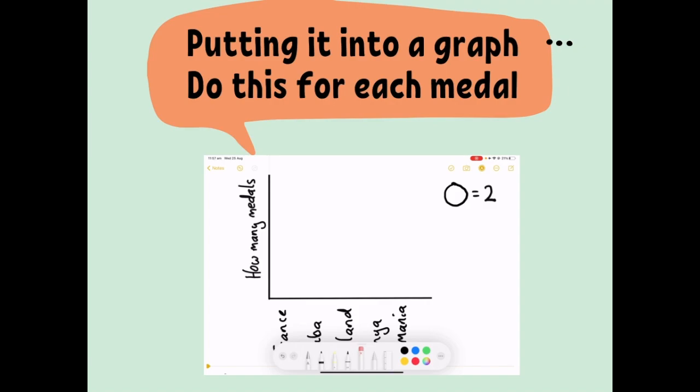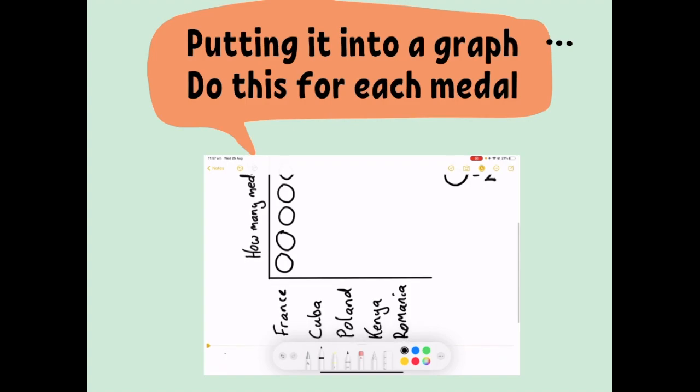So I'd go 2, 4, 6, 8, 10. I'm trying to keep my graph nice and straight. Now, Cuba won 7. So I would go 2, 4, 6. But because Cuba won 7, we need to do a half medal because half is 1 here. Half of a circle or half of a medal.